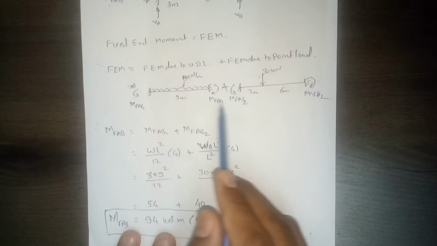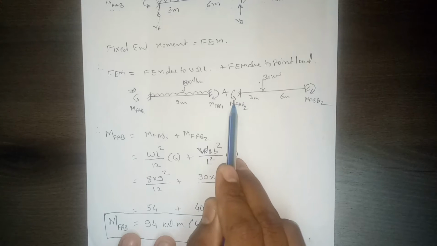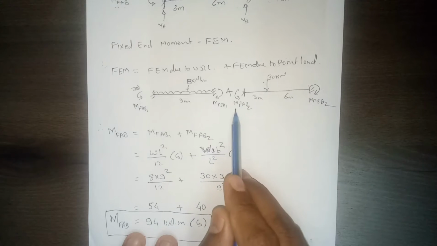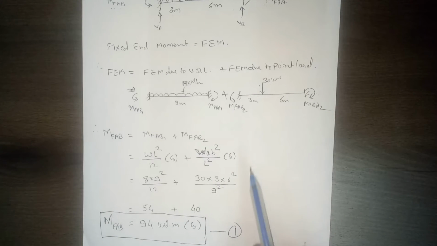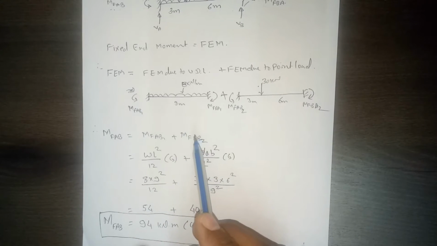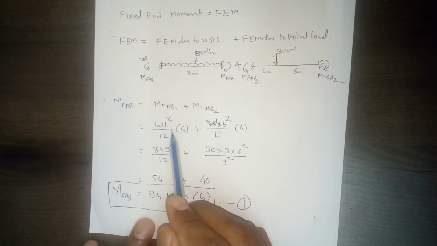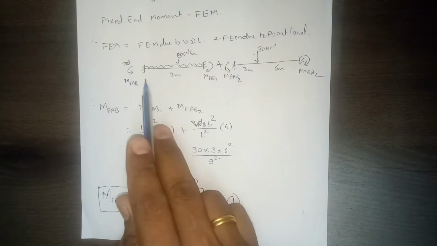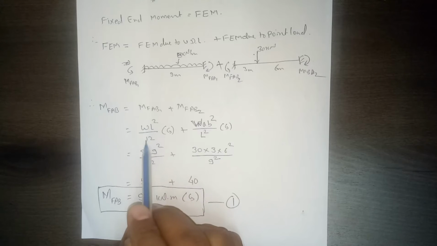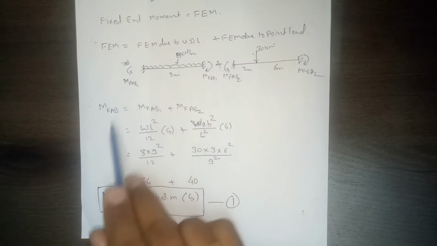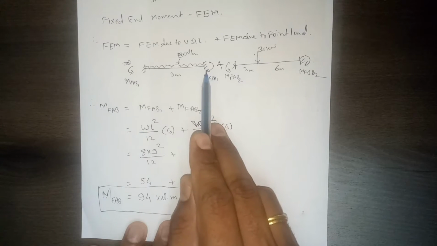The most important part is the sign convention. Whatever formula we are writing, we have derived with this sign convention. For this problem it is simple, but you need to be especially careful when there is sinking of support, or if a concentrated moment is acting. Here the fixed end moment due to UDL will be WL square by 12. The moment that develops at point A due to UDL will be in counterclockwise direction, whereas at support B it will be in clockwise direction.